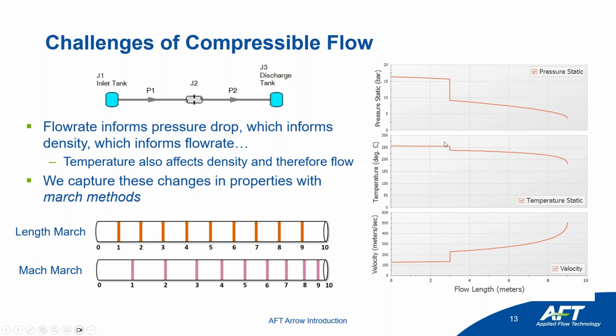One is a length march, where we'll just split a pipe, for example, into two sections. So I calculate at the inlet, at the middle, and at the discharge. However, as you get faster and faster flow, if we were to apply the same calculation, we might only have one point here, one point here, one point here. Obviously, we're missing all of the resolution of this accelerating flow. So instead of a length march, we can also do what's called a Mach march, where we increase the number of calculation points in the middle of the pipe depending on how fast it's going.